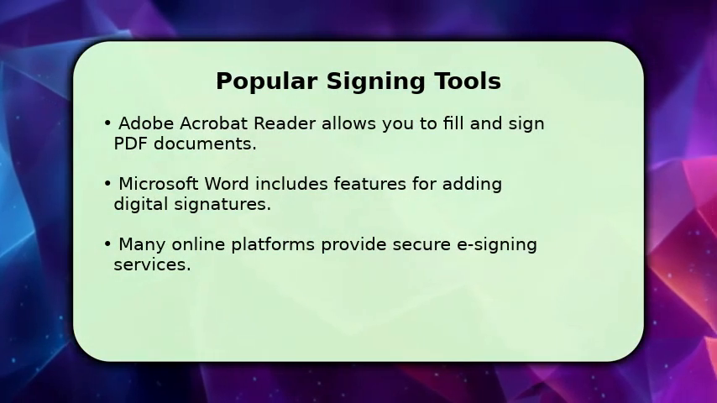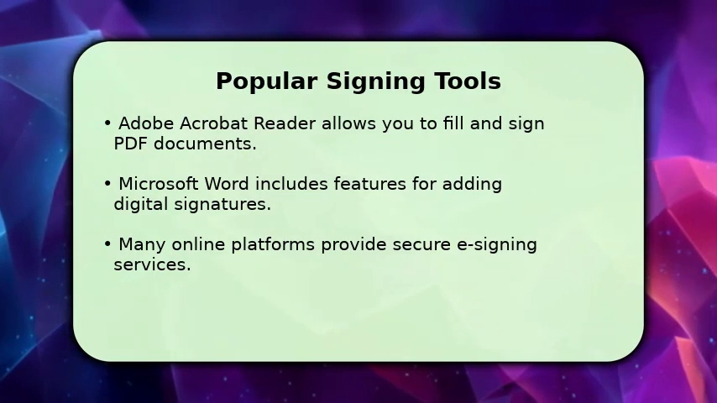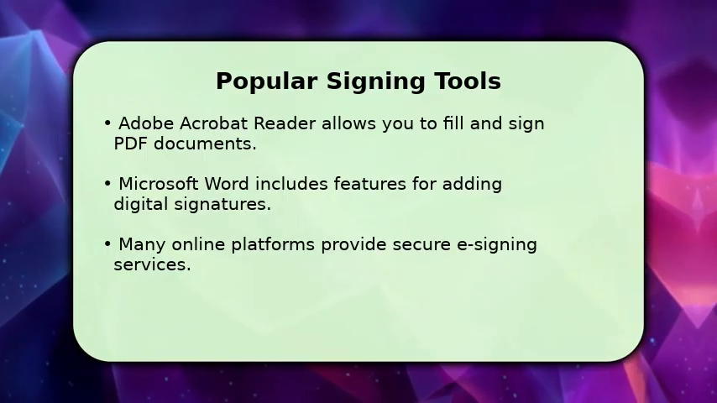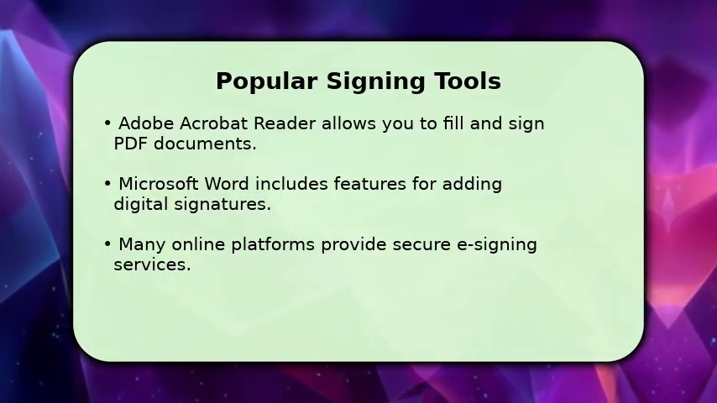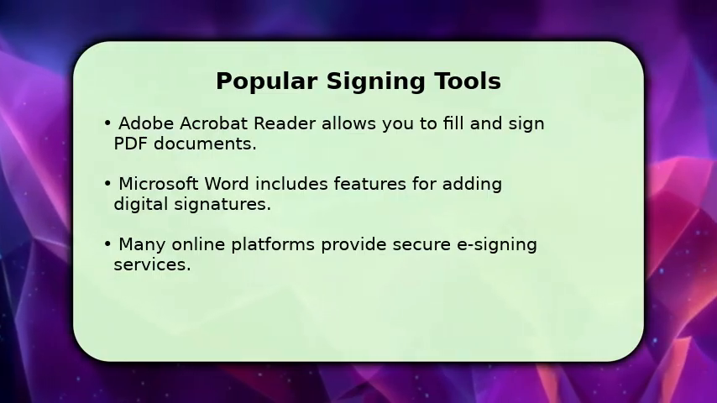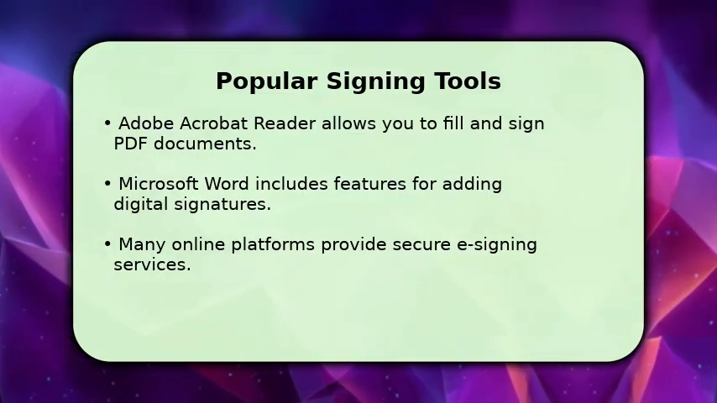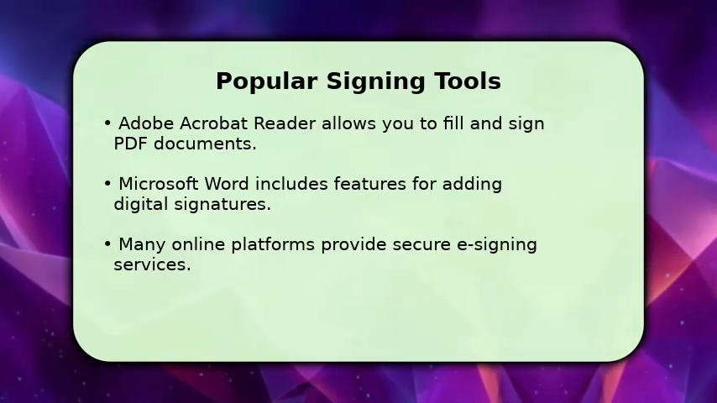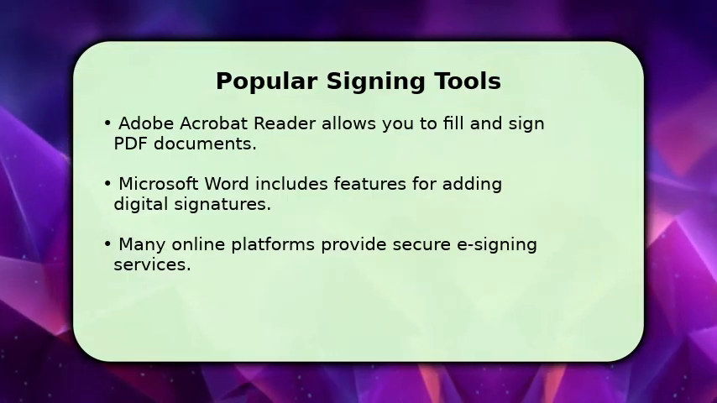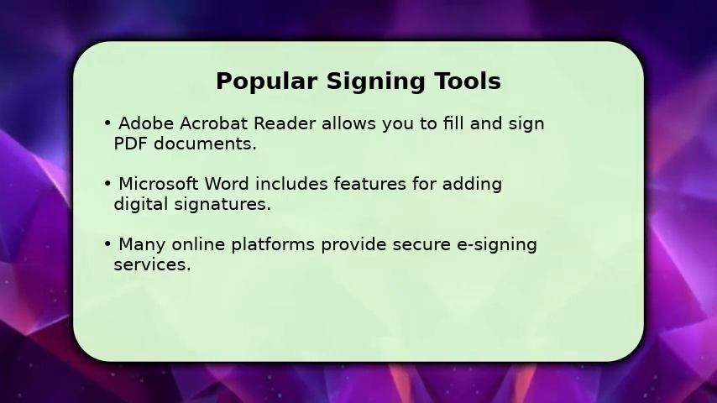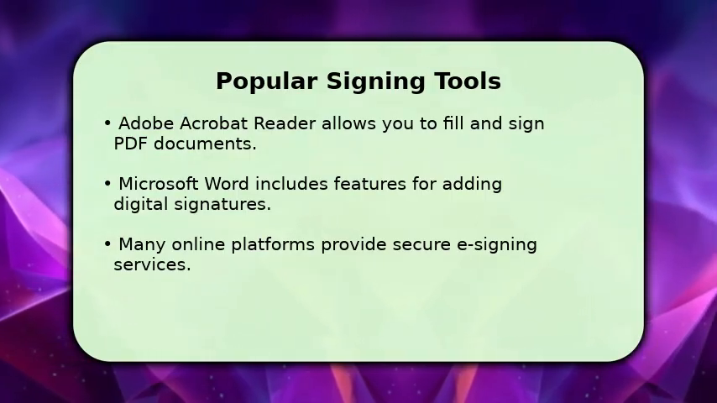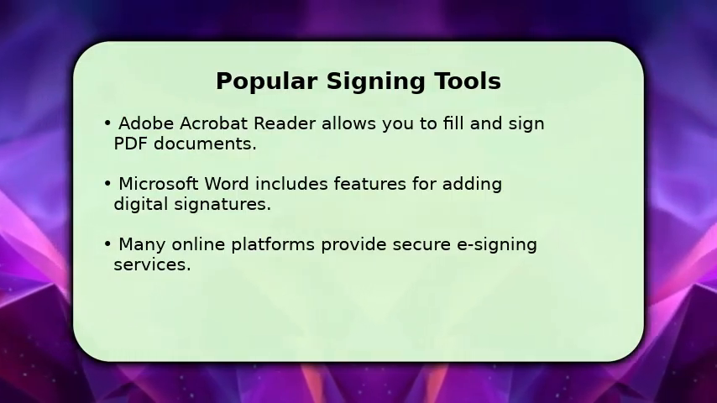Numerous tools are available to help you sign documents digitally. Adobe Acrobat Reader is widely used for filling out and signing PDF files, offering robust features. For word processing documents, Microsoft Word provides built-in functionalities to add digital signatures directly. Beyond these, many dedicated online platforms specialize in secure e-signing, often offering advanced features like audit trails and multi-party signing. These tools make the process accessible and reliable for everyone.